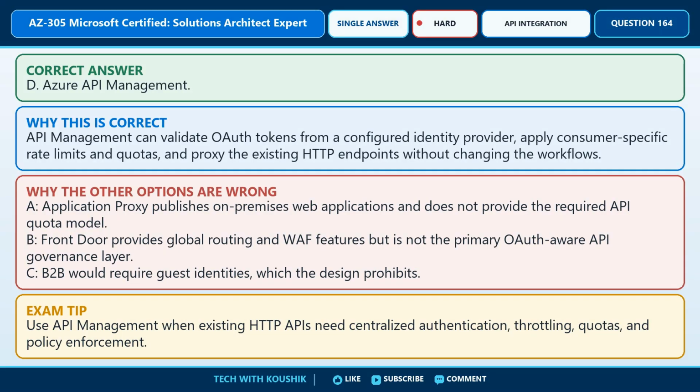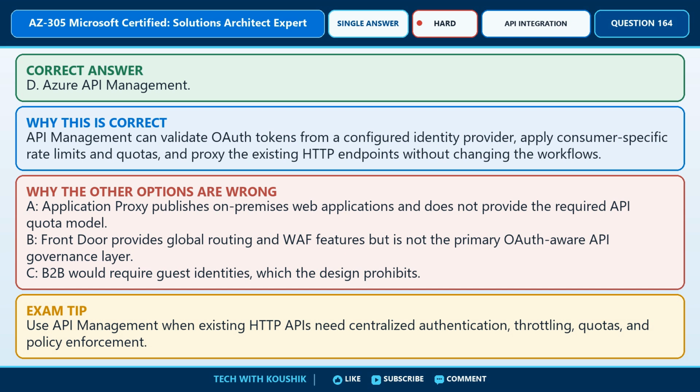The appropriate choice is option D, Azure API Management. The reasoning is as follows. API Management can validate OAuth tokens from a configured identity provider, apply consumer-specific rate limits and quotas, and proxy the existing HTTP endpoints without changing the workflows.